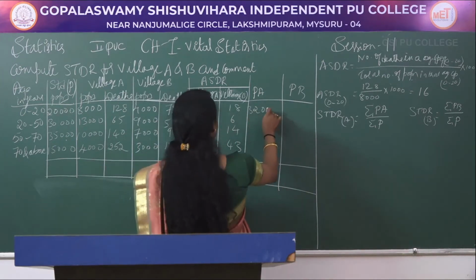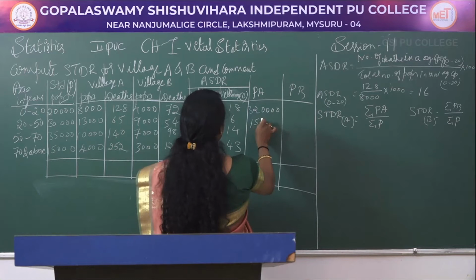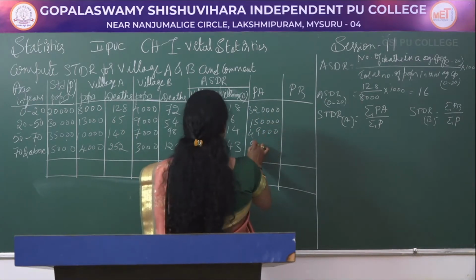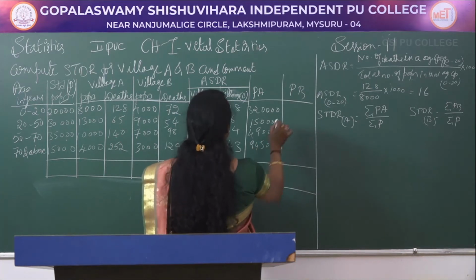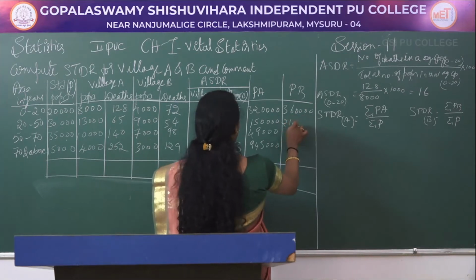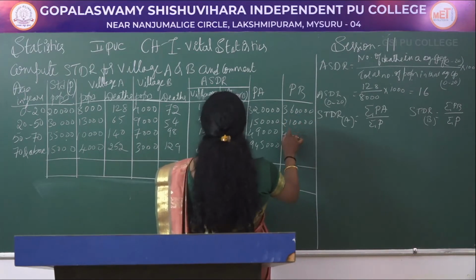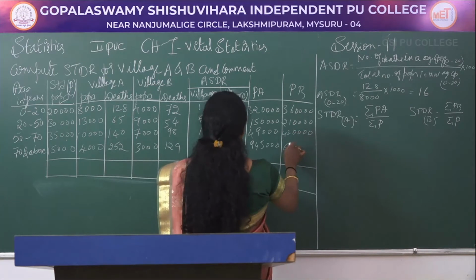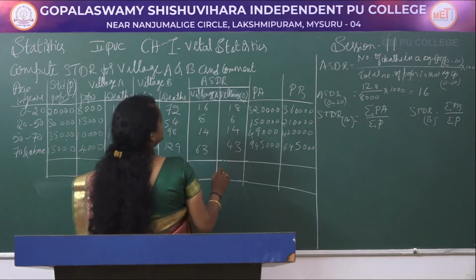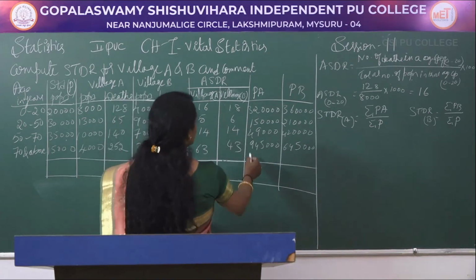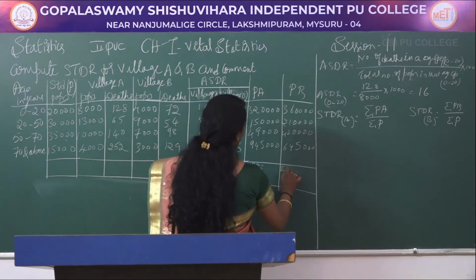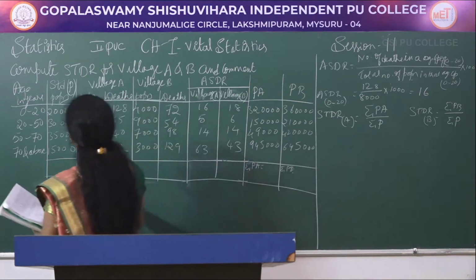49,945.00. Next 36,000, 21,000, 64500. See here. Now next step is we have to take the summation of PA and summation of PB and summation of P.